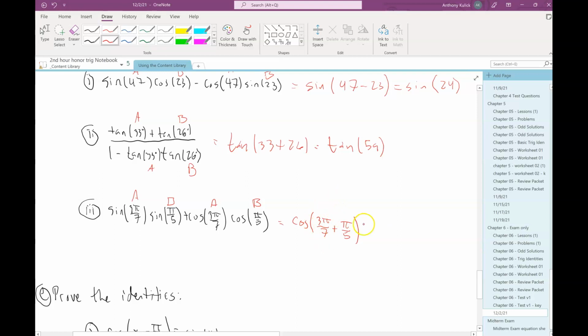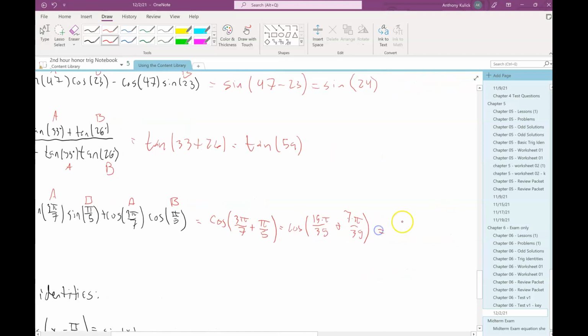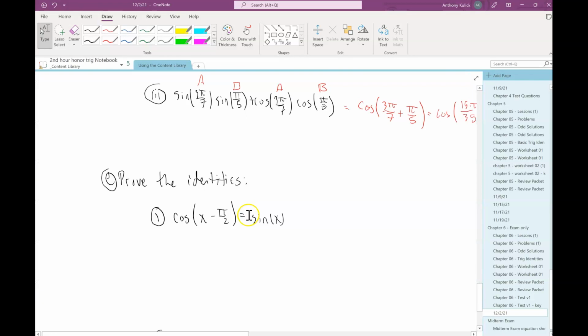So this becomes 15 pi over 35 plus 7 pi over 35, which ends up as 22 pi over 35. But that's really kind of as bad as it gets. You're just searching to find what identity can be used to compact that all down. But that's not a lot of work to do there.